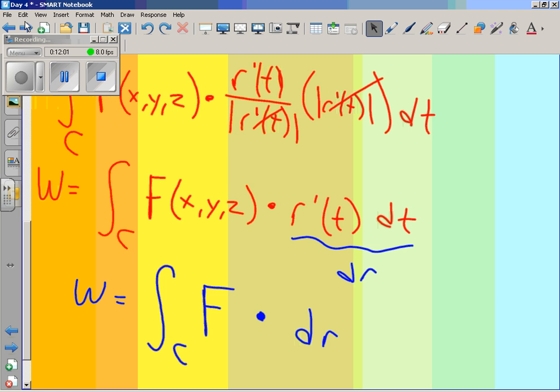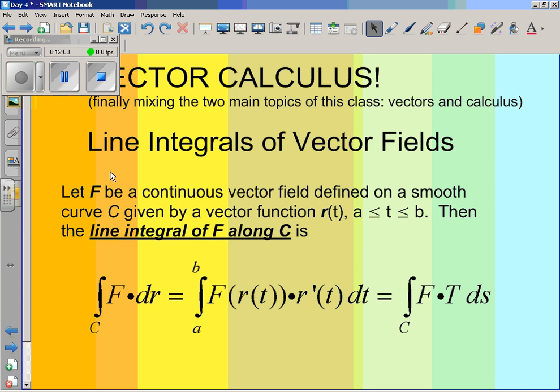Okay, so these are all the different ways we have to write it. We have F dot with dr. Here again, we think of R of T as being a vector function, dotted with the derivative, or F dotted with C prime. Okay, so that's how we define a line integral through a vector field.